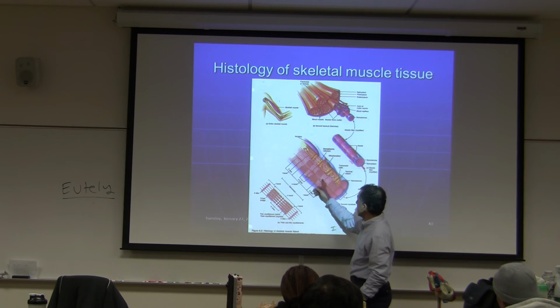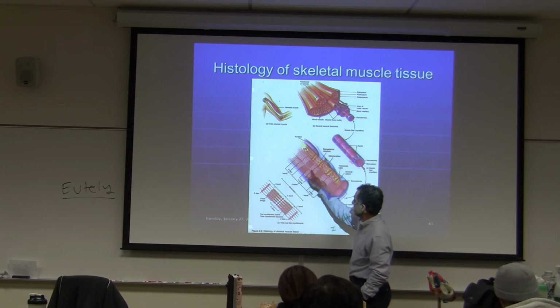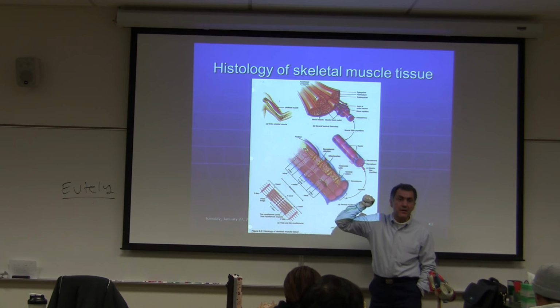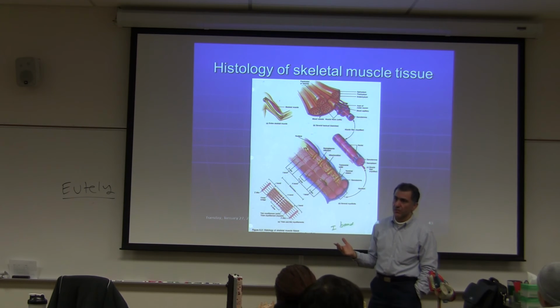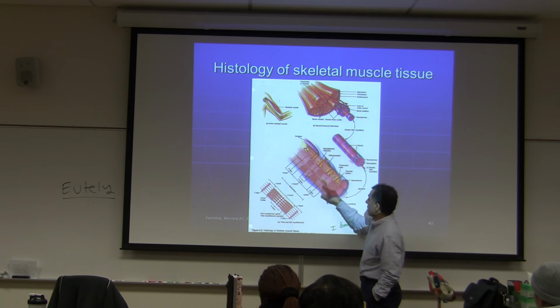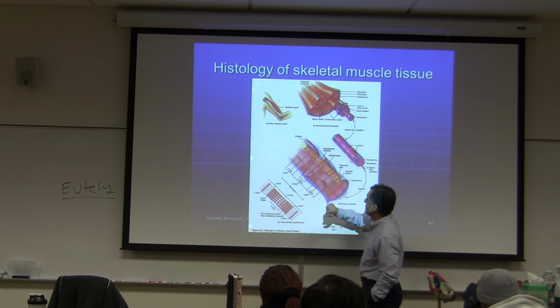And the actin is attached to Z lines. Right here is a Z line, Z line. From Z line to Z line is called a sarcomere. That's just the definition of sarcomere. And then, of course, these are nuclei on the periphery of the cells, and so on and so forth.